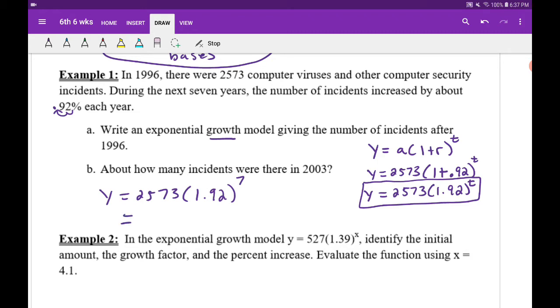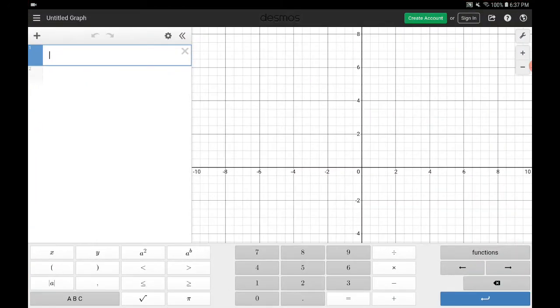Then we're going to put this in our calculator. I'm going to show you in Desmos how to do it. It's a free online calculator, and all the information is in Google Classroom. Here it is on my tablet. I'm going to put 2,573, then parentheses, 1.92, close it, and hit the a to the b button. That gives us the power, and we're going to put a 7. And there it is. It gives us the answer right there.